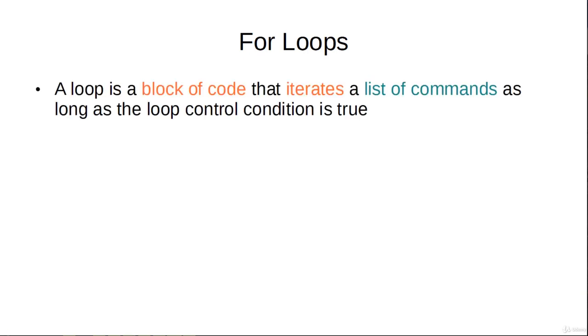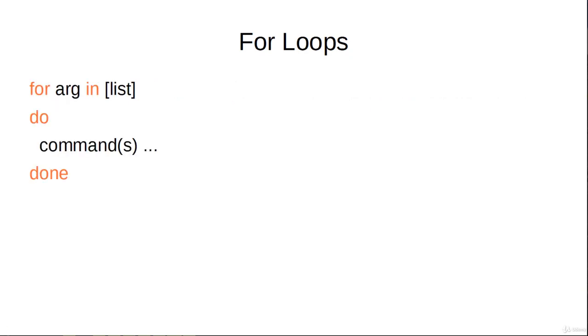Welcome to this lecture about for loops. Before starting, we need to explain what a loop is. A loop is a block of code that iterates a list of commands as long as the loop control condition is true. So how does it look? Here is the standard for loop.